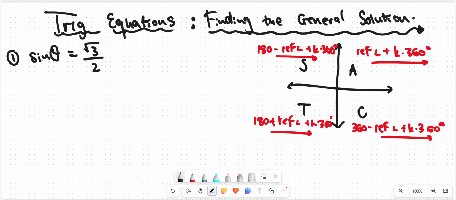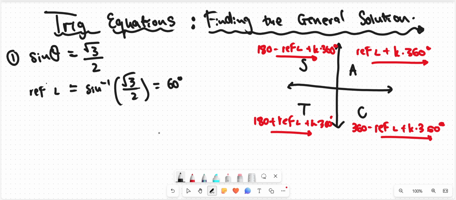So how do you go about solving this? You have to take your inverse sine on the other side, and so the reference angle is going to be equal to the inverse of sine of root 3 over 2. If you take that inverse sine of root 3 over 2 and plug it into your calculator, you should get 60 degrees. That tells me the reference angle. The reference angle is the one that is always in quadrant number 1, right? It's always the angle that is less than 90 degrees.